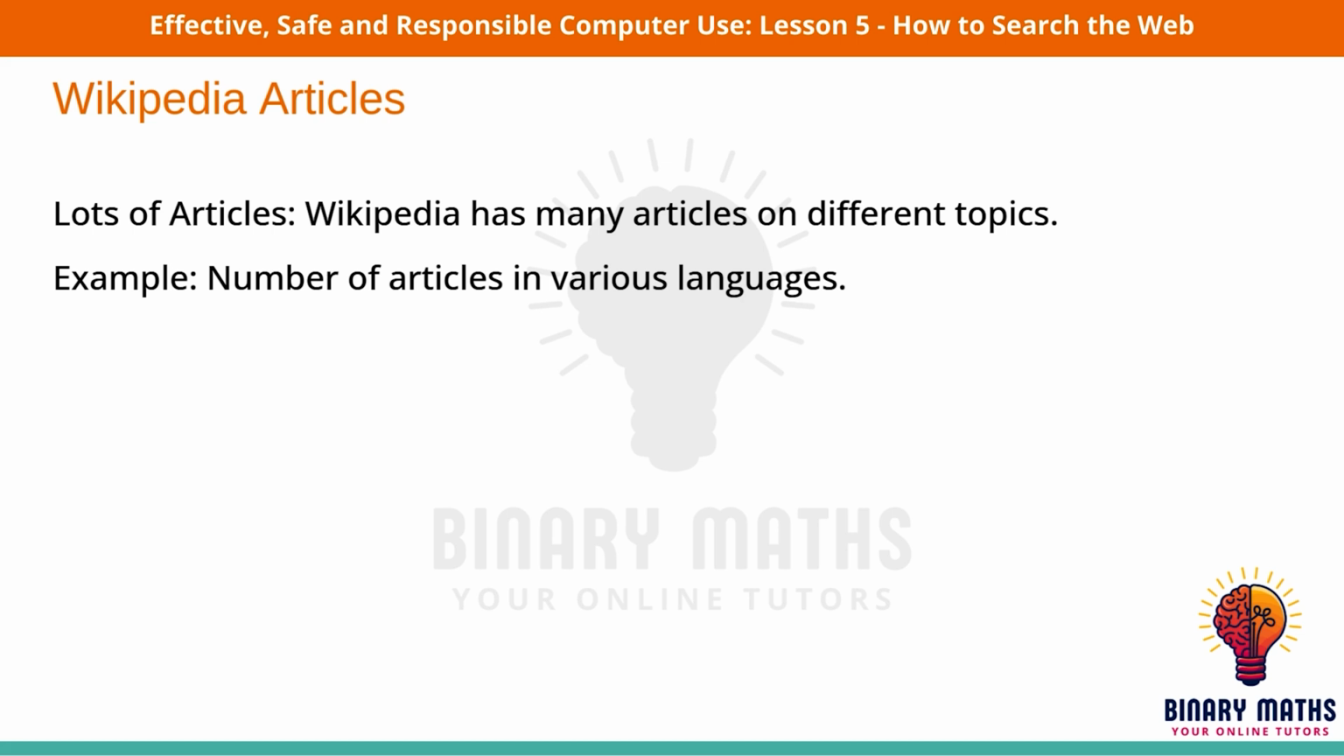Wikipedia has tons of articles on all sorts of topics. It's available in many languages, making it a valuable resource for information. For example, you can find articles on everything from ancient civilizations to modern technology, and you can read them in different languages if you're studying a foreign language.